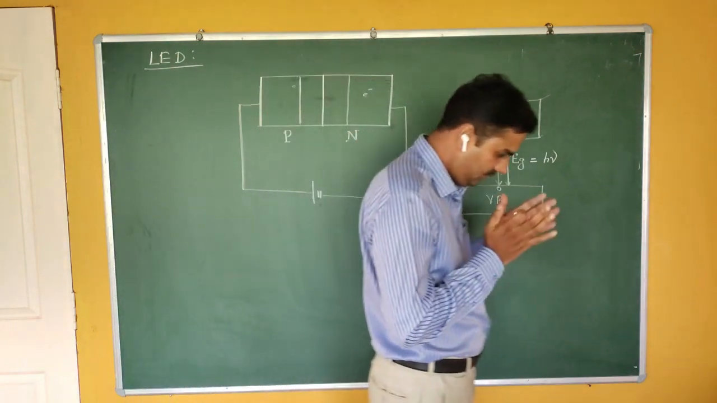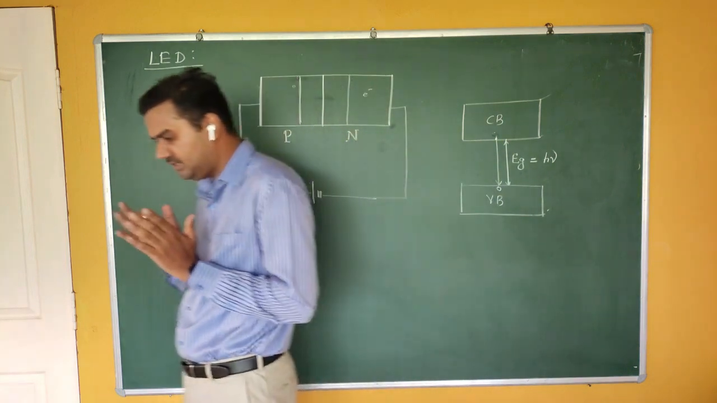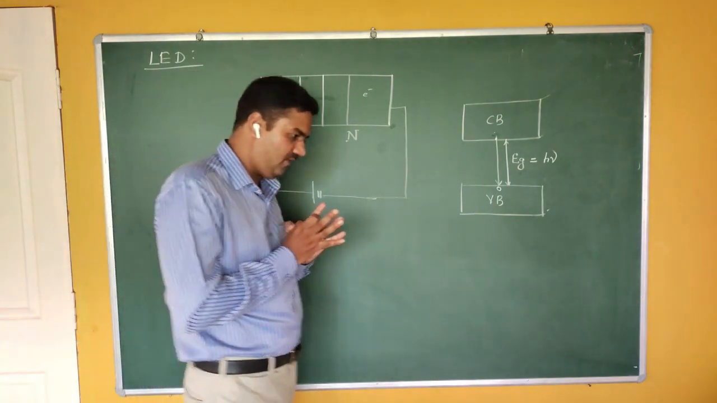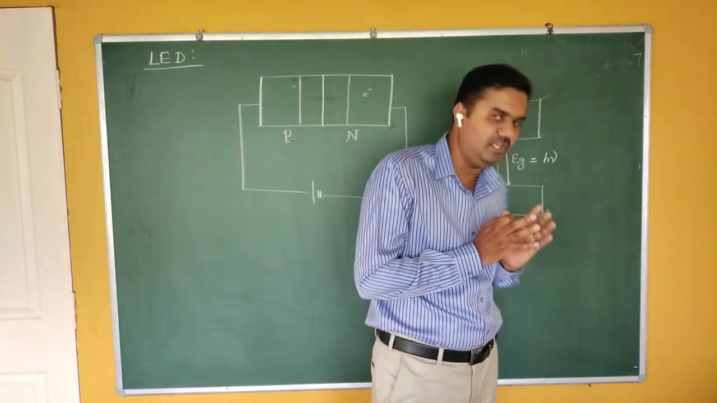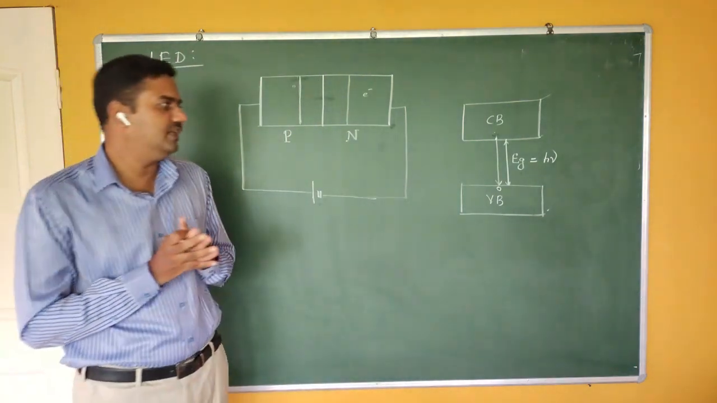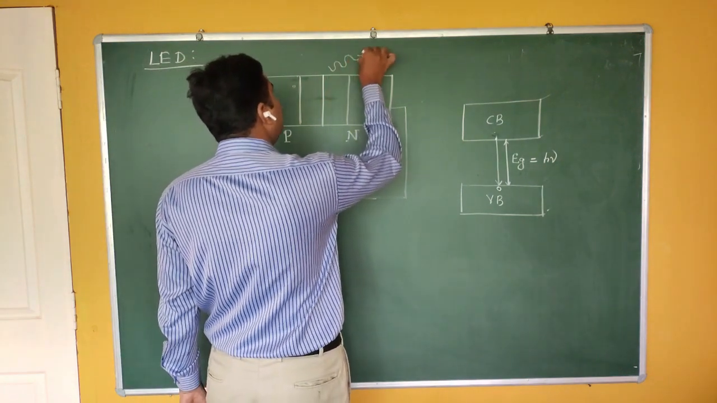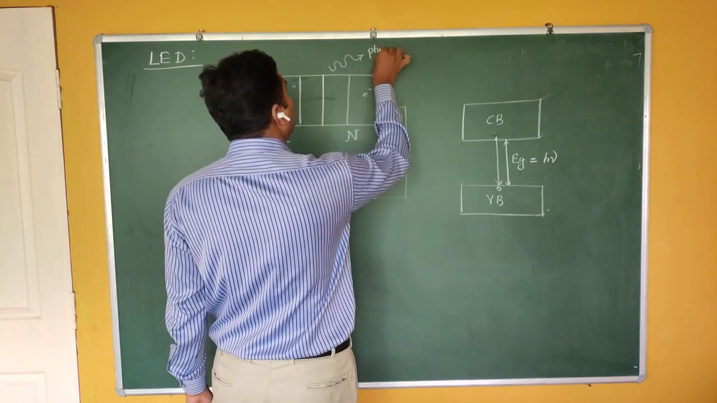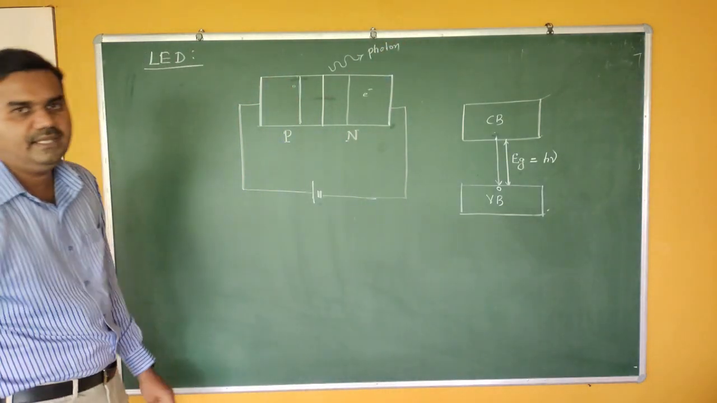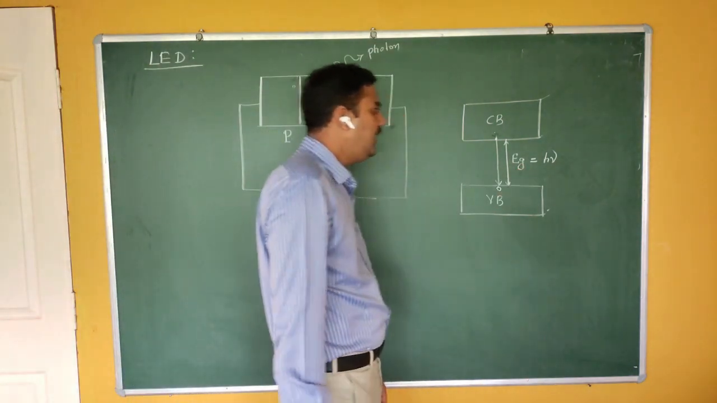When you put a specially designed, fabricated diode in forward bias, there may be a possibility of electron-hole recombination, and that recombination produces energy in the form of light. Therefore, this time light is emitted from the diode, so it is called a light emitting diode. And what is the energy? Energy is given by Eg is equal to h nu.